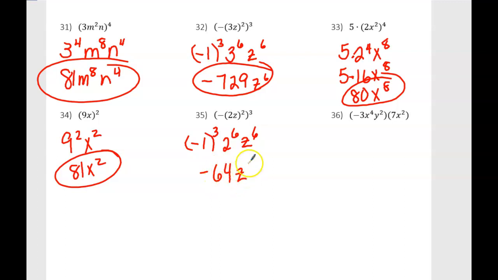All right, with 36, we're going to look at our coefficients. We don't have any exponents outside the parentheses, so we're going to take -3 times 7 and get -21. X to the 4th times x squared, our rule is when we multiply with the same base, we add the exponents, so we get x to the 6th, and then we just have our y squared.